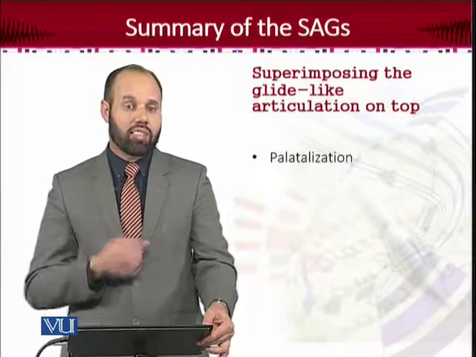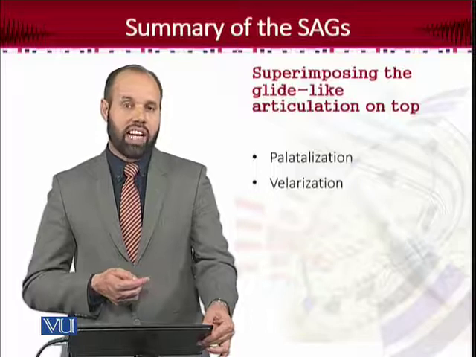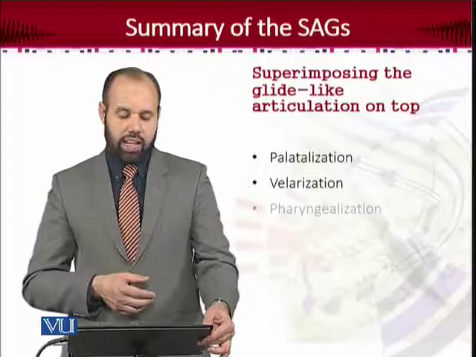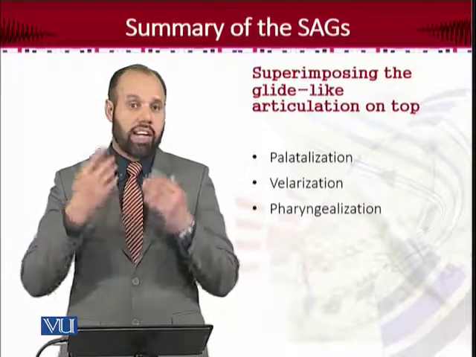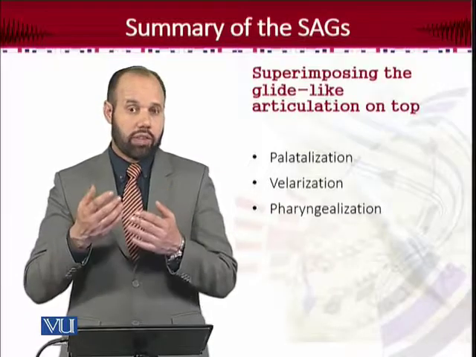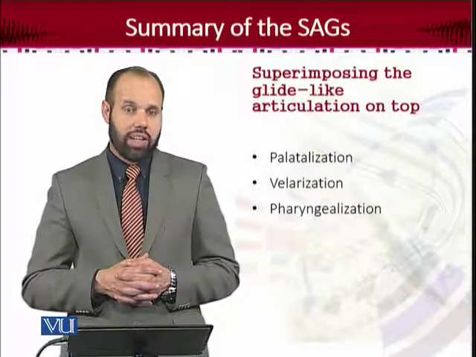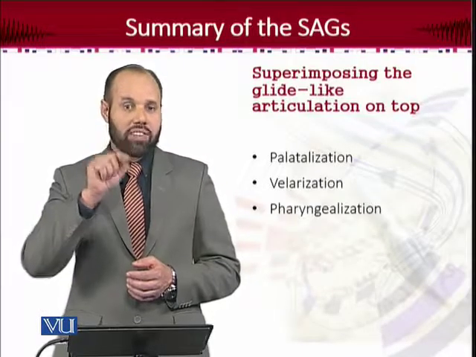Palatalization, when the palate is involved. And then velarization, when the back of the tongue is raised, and the root of the tongue is involved. And then pharyngealization, when the pharyngeal cavity is expanded or narrowed. Most of the time it's narrowed, in order to create sounds. So that's the pharyngealization. And the symbol used is the small pharyngeal IPA diacritic.